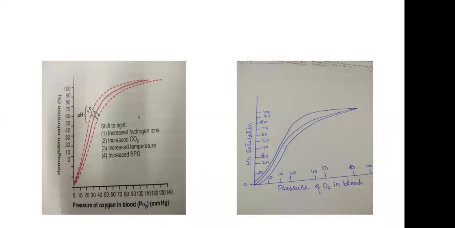So here the same thing applies over here as well. The dissociation becomes difficult when the curve shifts to the left. It shifts to the left and it straightens a bit and it goes up.